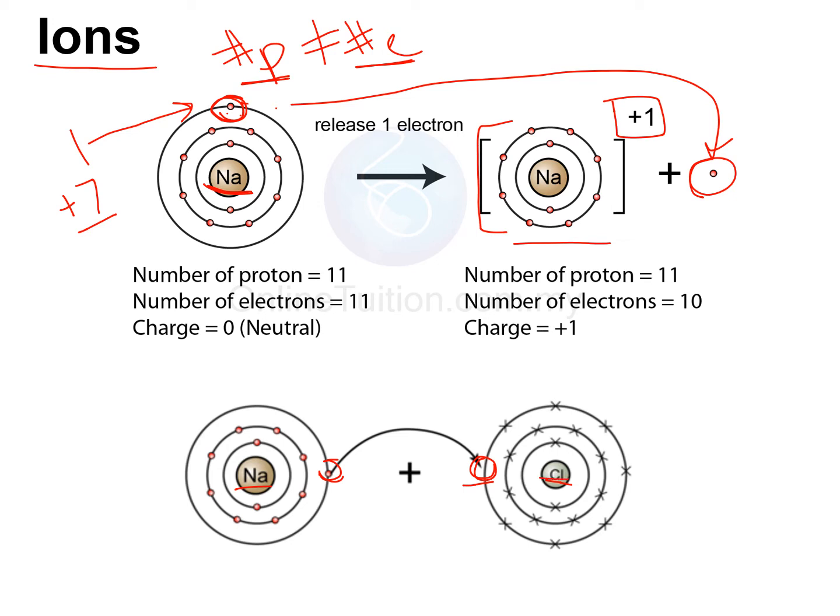Chlorine in its third shell, it has 7 electrons normally. 1, 2, 3, 4, 5, 6, 7. So all it needs is 1 more to have a completed valence electron shell. And since sodium is ready to give up its electron, often chlorine will take that electron, and then they both have completed valence electron shells. And in this case, the chlorine is going to have a net negative charge because it has gained an extra electron.